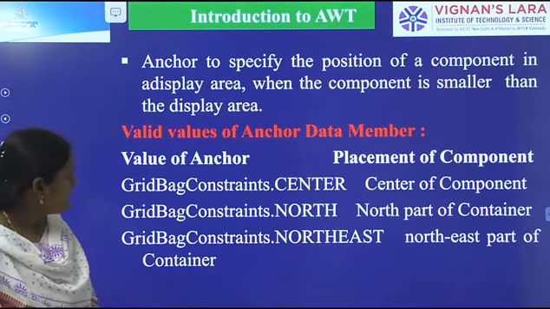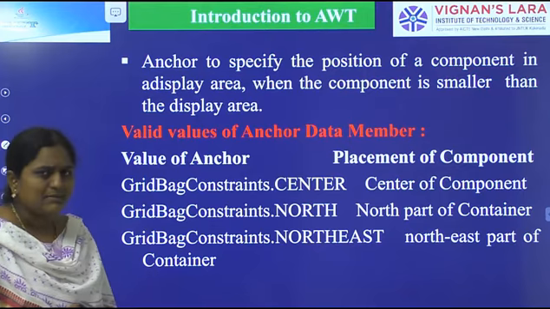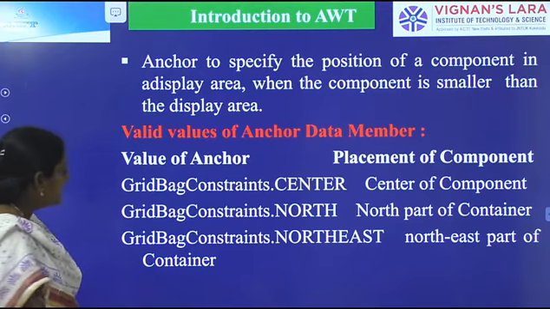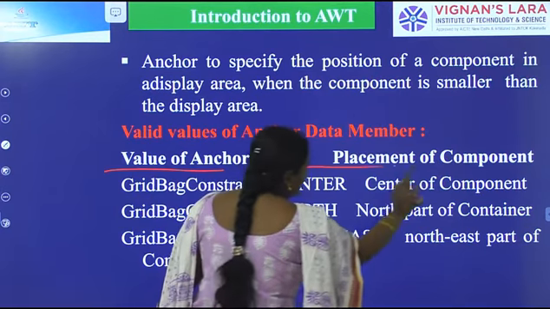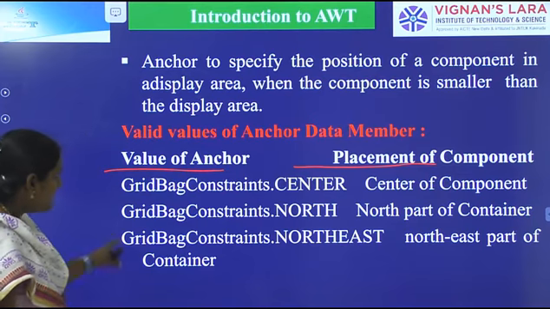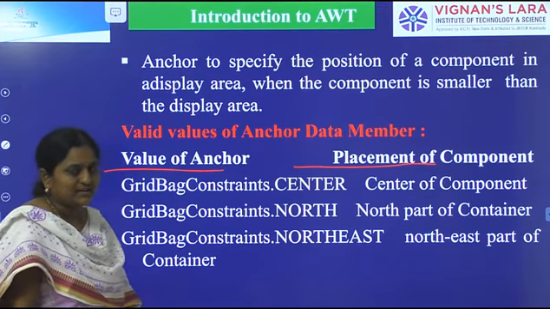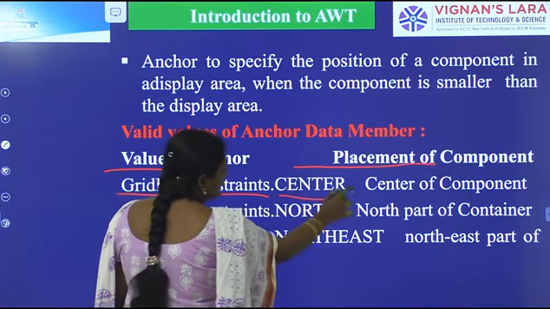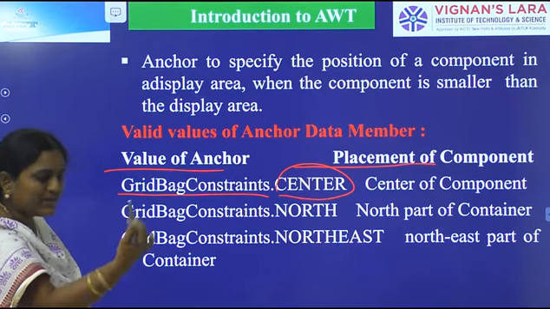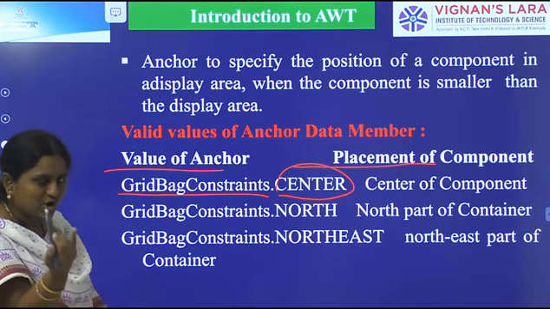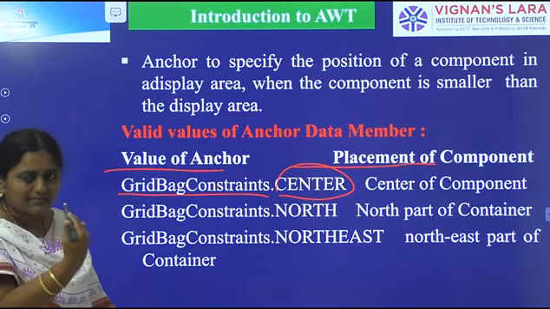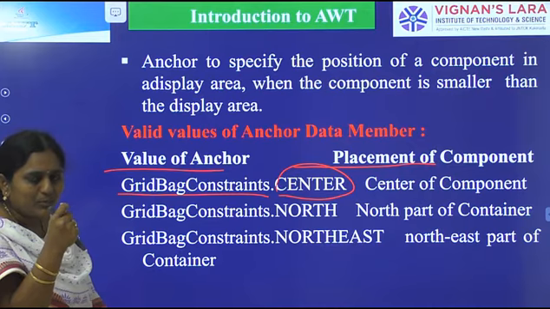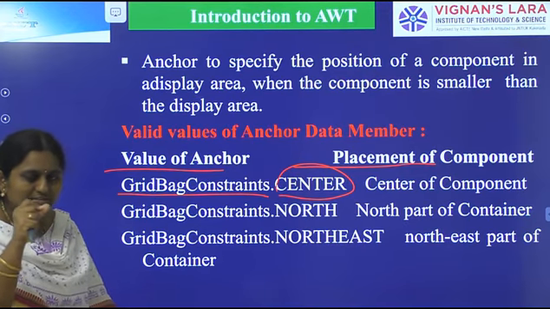Next, some valid values of the anchor data member. These all are the GridBagConstraints. So how we can place the component? The value of anchor and placement of the component. Let us see them one by one. First one is GridBagConstraints.CENTER. It is the anchor position where you can place the component in the center, north, northeast, west, east, top, bottom, left and so on. So here, center of the component: we can place a particular component in the center position.